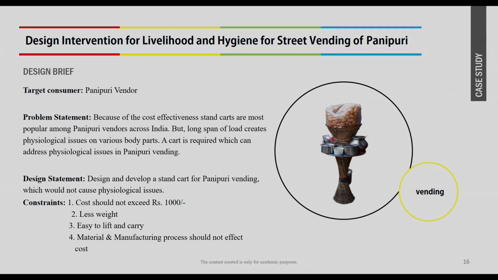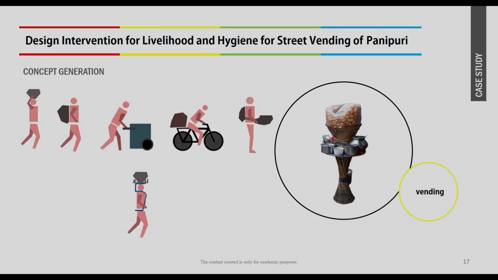We also figured out some constraints. The cost should not exceed ₹1000. It should be less weight, easy to lift and carry. Material and manufacturing process should not affect the cost. With this design brief, we moved ahead for concept generation. We checked different possible positions to carry loads. Currently, they are carrying loads on their head.